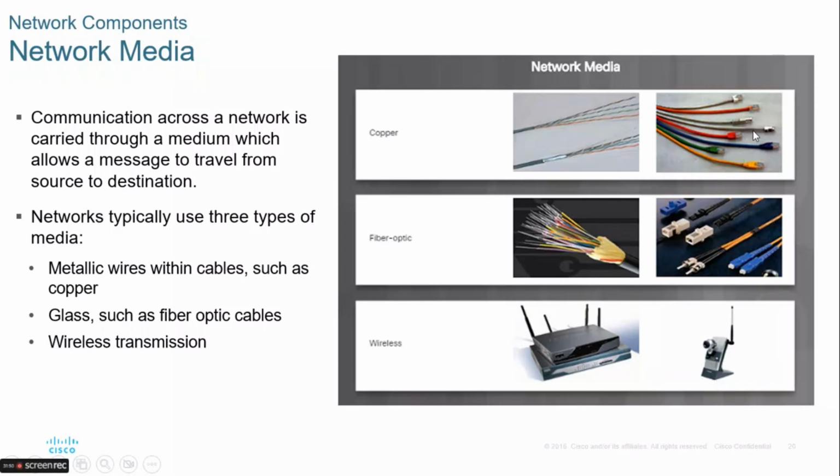This is a normal Ethernet cable. That's copper. Two, we've got fiber optic. You can see these are their connectors. This is the cable, then these are their connectors. This is the copper cable, then these are the connectors.